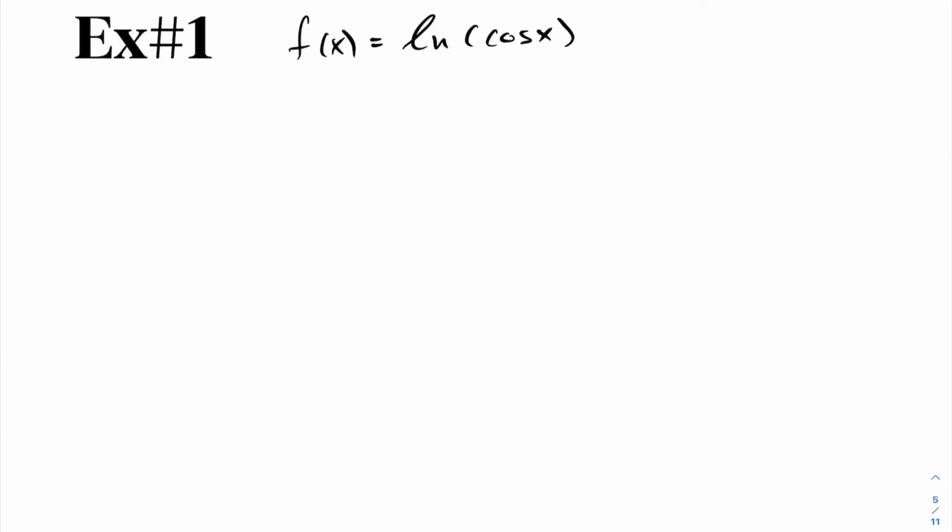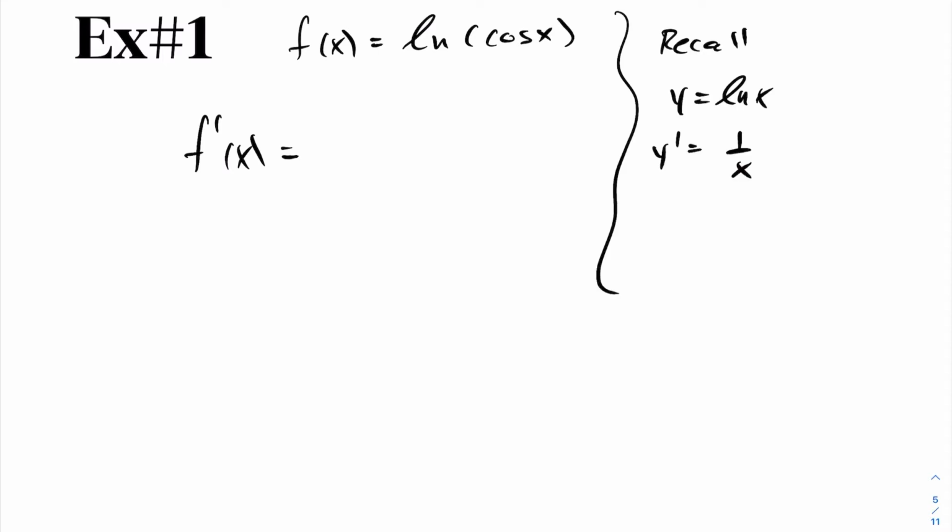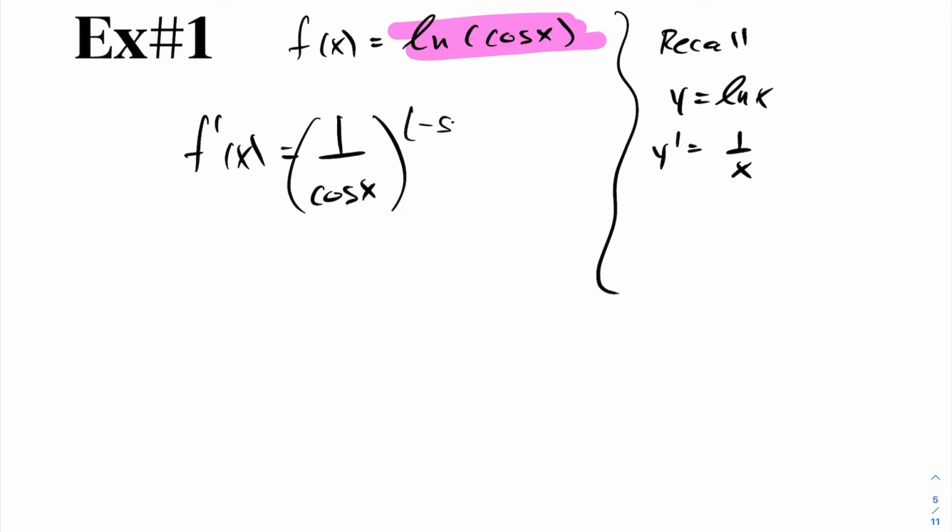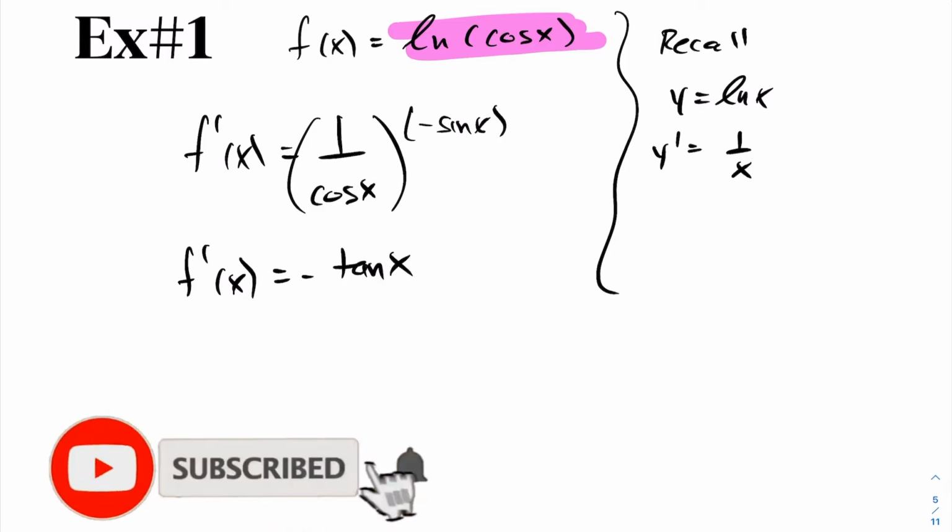For the first example here, we want to take the derivative of f of x equals ln of the cos of x. So if we take our derivative, f prime of x is going to be what? Well, the derivative of ln, if you recall, is 1 over x. So therefore, the derivative of ln of cos of x would be 1 over the cos of x. But now I have to apply the chain rule and take the derivative of the cos of x, in which case that is negative sine of x. So therefore, f prime of x would be negative tan of x.